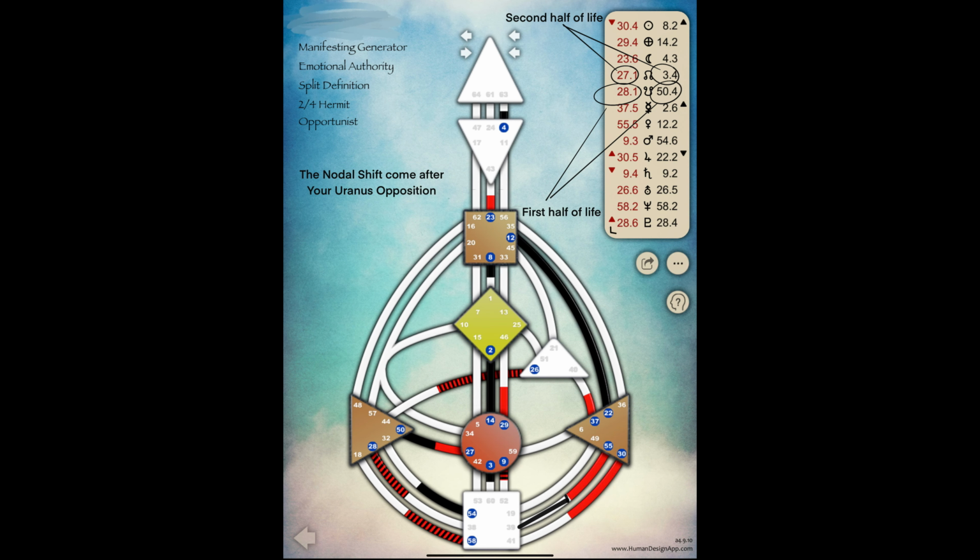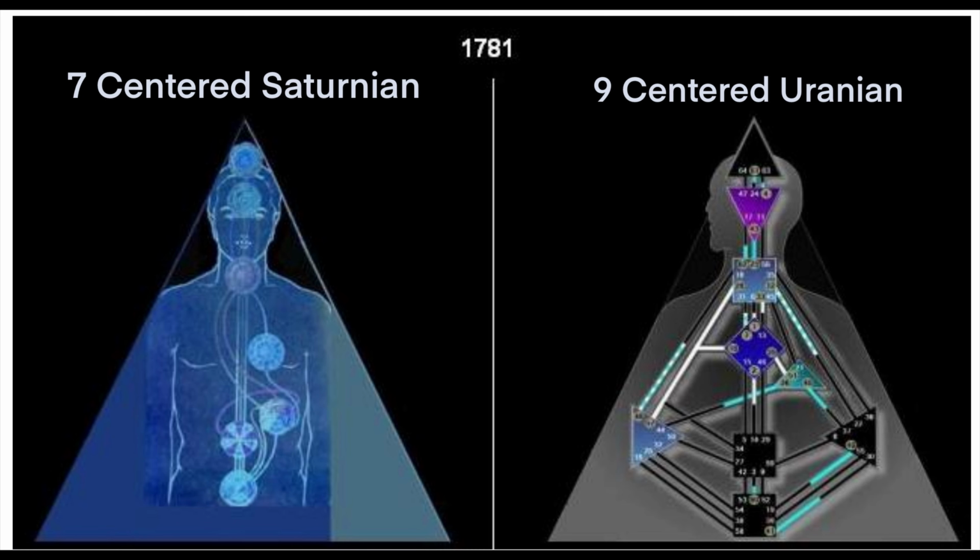The other place the nodes can be impactful in your life is when you have your Uranus opposition, because based on human design theory, this is where we move from the south node into the north node theme. And that is sort of how we are designed based on human design, is that in the first half of your life, and we're talking about a Uranian life, that is what the nine-centered body graph is connected to.